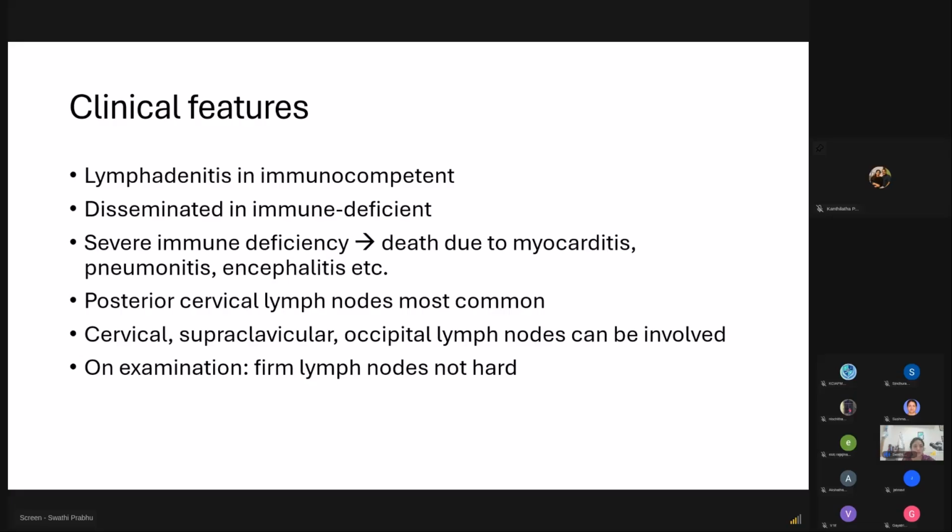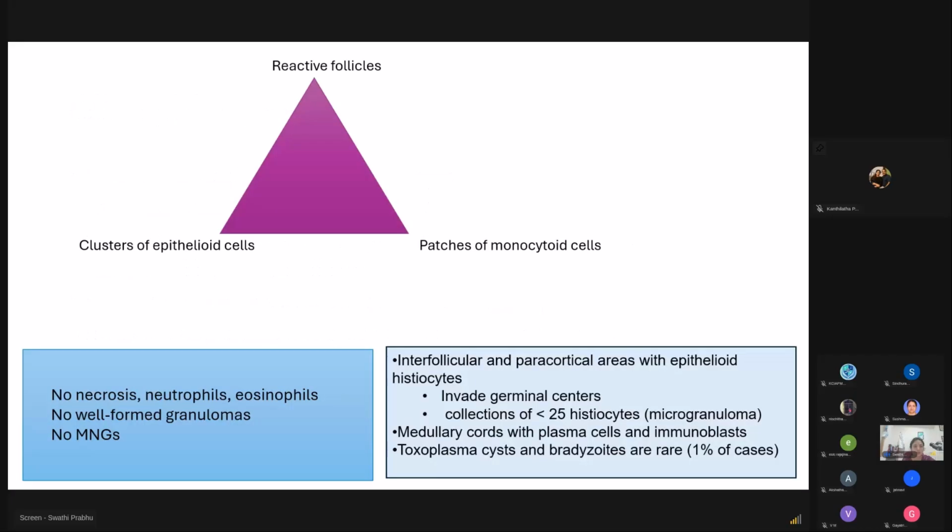The posterior cervical lymph node is the most common site, but since our patient was a case of carcinoma breast and was a little bit immunocompromised, on chemotherapy, maybe the axillary presentation was atypical. However, the histopath was very typical of Toxoplasma gondii. So cervical, supraclavicular, occipital lymph nodes can also be involved. On examination, the lymph node enlargement will be there. They're not hard, but just firm in consistency.